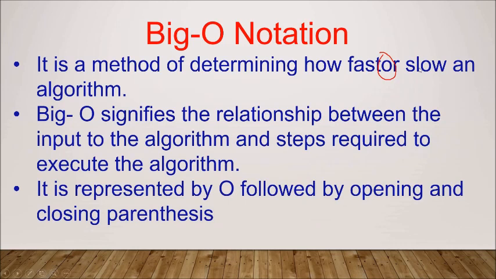So basically we write the capital O followed by parenthesis, in which we will write the number of steps needed. It is usually represented in the form of n or any other name. It can be n, it can be t, it can be x, but usually we use n, meaning number of steps. So this enables us to identify whether this algorithm is slow or fast.